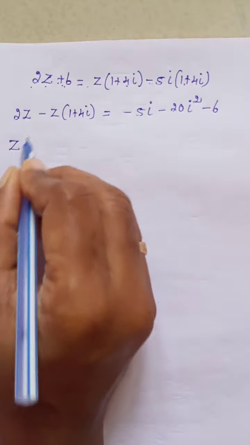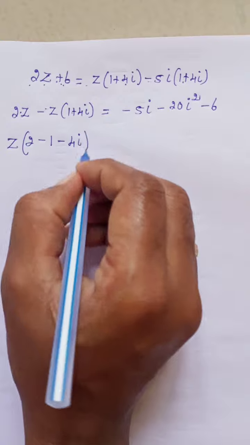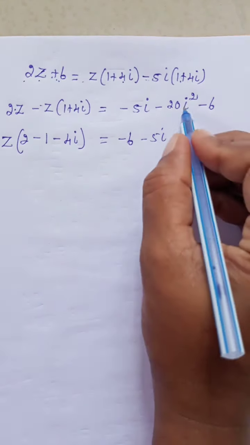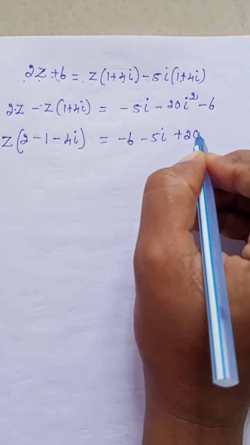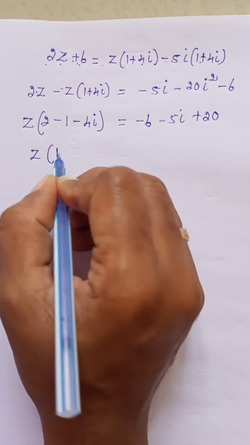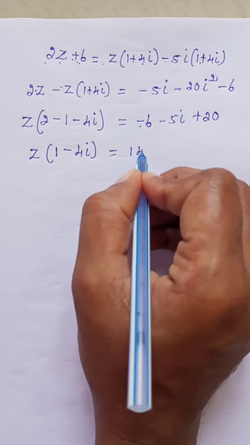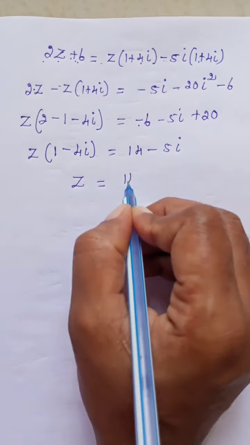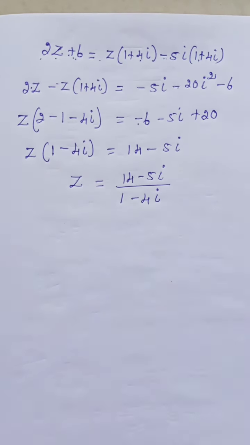Now take the z outside. z into (2 minus 1 minus 4i) is equal to minus 6 minus 5i. i square the value is minus 1, so this will become plus 20. So z into (2 minus 1), that is (1 minus 4i), equal to 20 minus 6 is 14 minus 5i. Now we have got z. z is equal to (14 minus 5i) divided by (1 minus 4i).